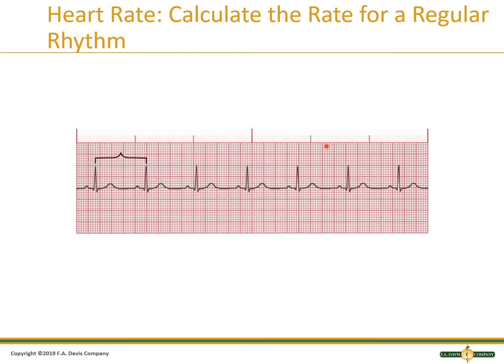As we learned previously, each of the small square is equal to 0.04 seconds. 5 small squares are equal to 0.20 seconds. 5 of these boxes are equal to 1 second, hence the 1-second interval.